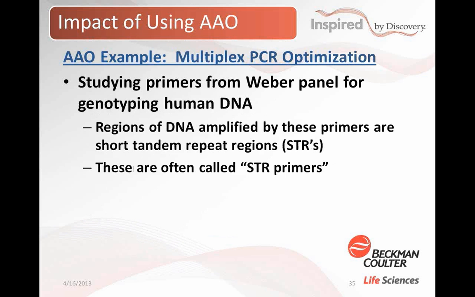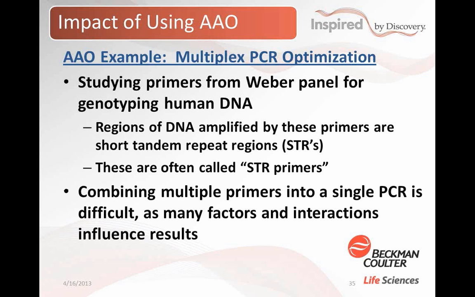Another example comes from multiplex PCR optimization. This is where our scientists were studying primers from a Weber panel for genotyping human DNA, and the regions of the DNA are amplified by these primers. They are short tandem repeat regions, or STRs. So these are what the scientists would call an STR primer, and they're trying to figure out how to multiplex these, but combining multiple primers in a single PCR is kind of tricky. There are a lot of things that can have interactions and influence your results. So without a good design behind what your experiments are, you can get lost in analysis pretty easily.